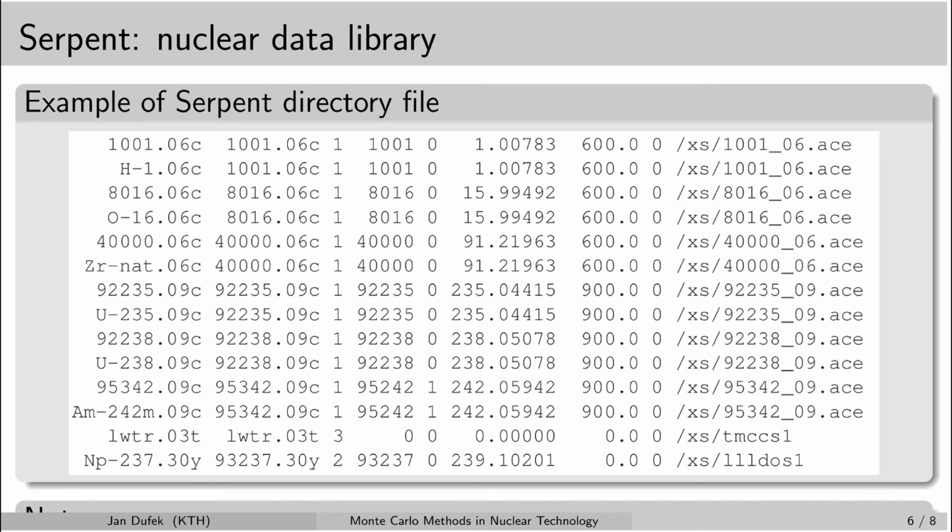So almost all these cross-sections are of type 1, except for the last 2 lines, where the second to last line relates to the thermal scattering cross-section for light water. So that's type 3 data.